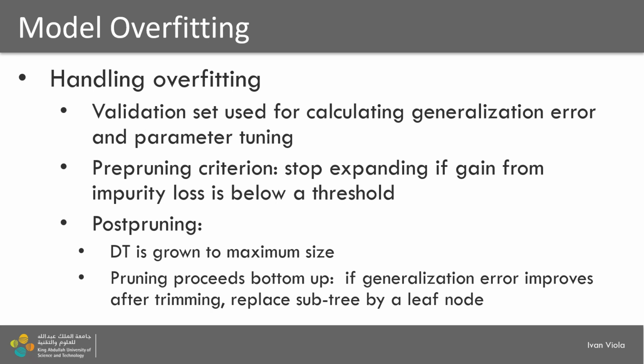In the case of post-pruning, we first let the decision tree grow to the maximum size, and then we start from the leaves and do the pruning process bottom up. If the generalization improves after trimming, we replace the subtree by a leaf node. So we can always see whether the generalization error performs better after we perform a certain merge or deletion of a subtree. And if it does, then we prune this part of the decision tree to improve the generalization error.